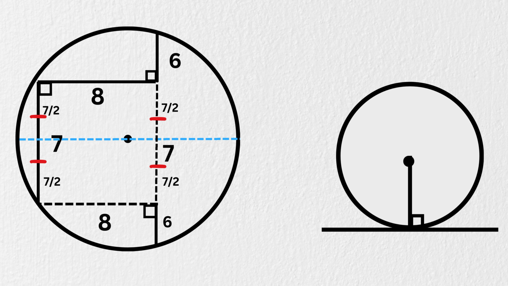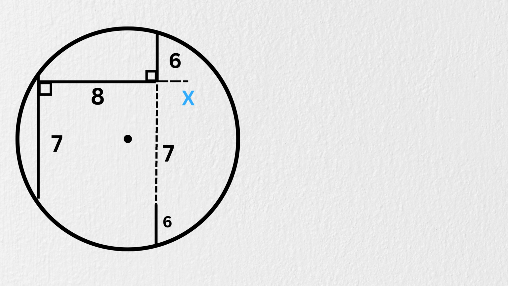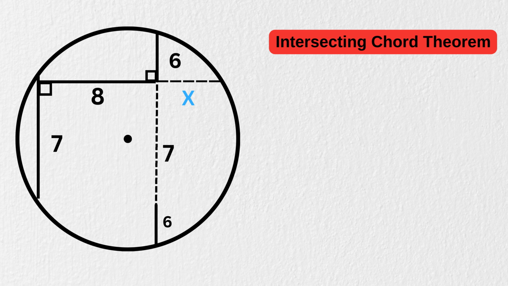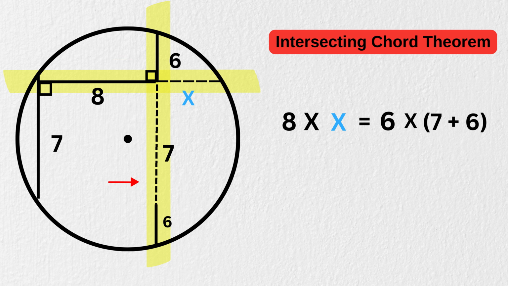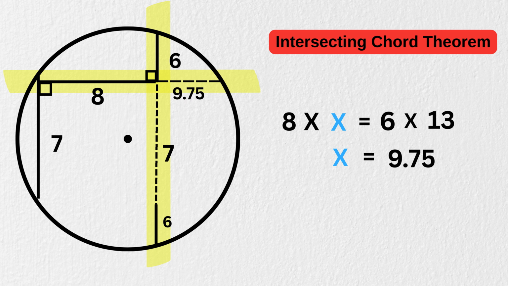That's great. Now draw this line and label it as x. We will use another theorem called the intersecting chords theorem. This is one chord of the circle, and here is another chord of the circle. So by the intersecting chords theorem, this length, which is 8, times this length, which is x, will be the same as this length, which is 6, times this length, which is 7 plus 6, or 13. So x will be 9.75.